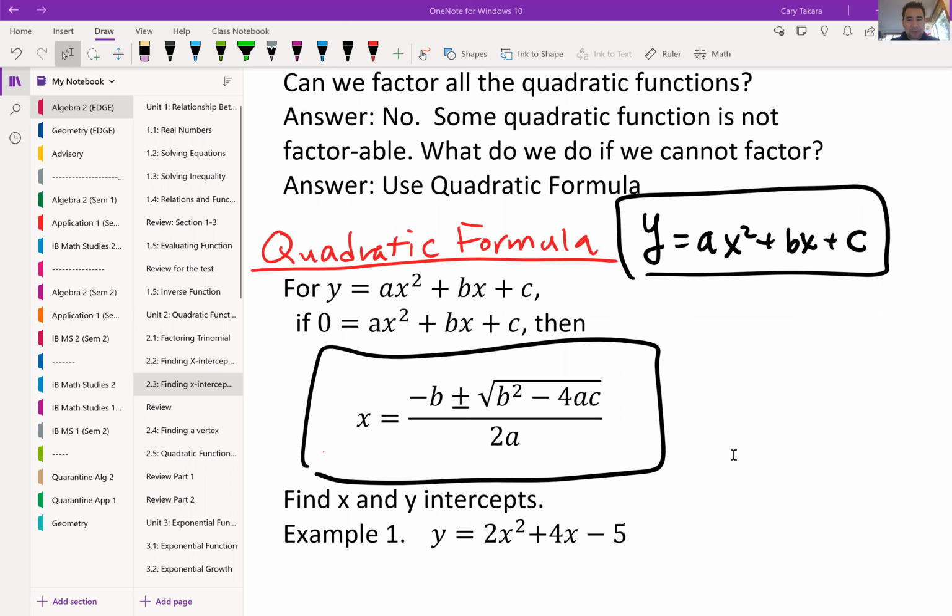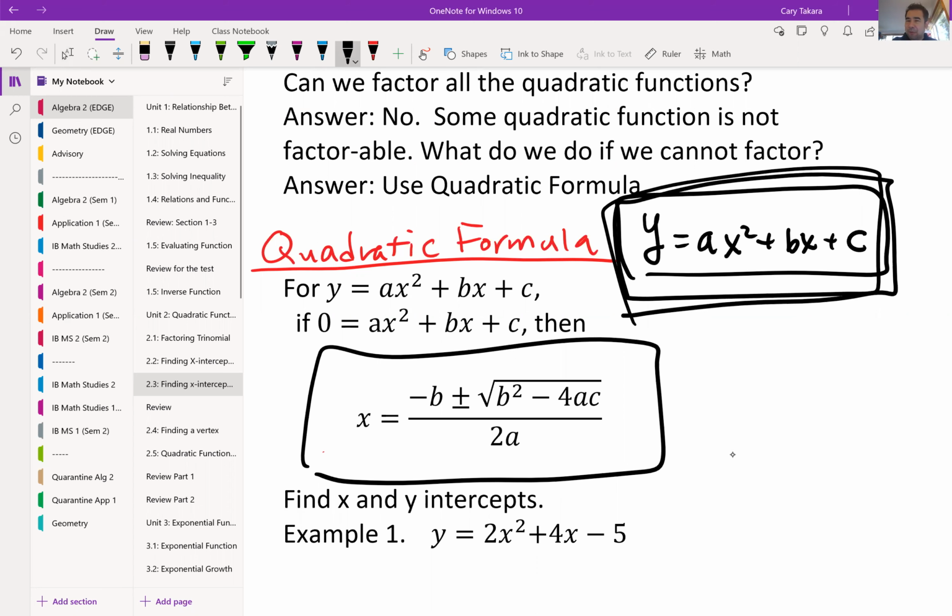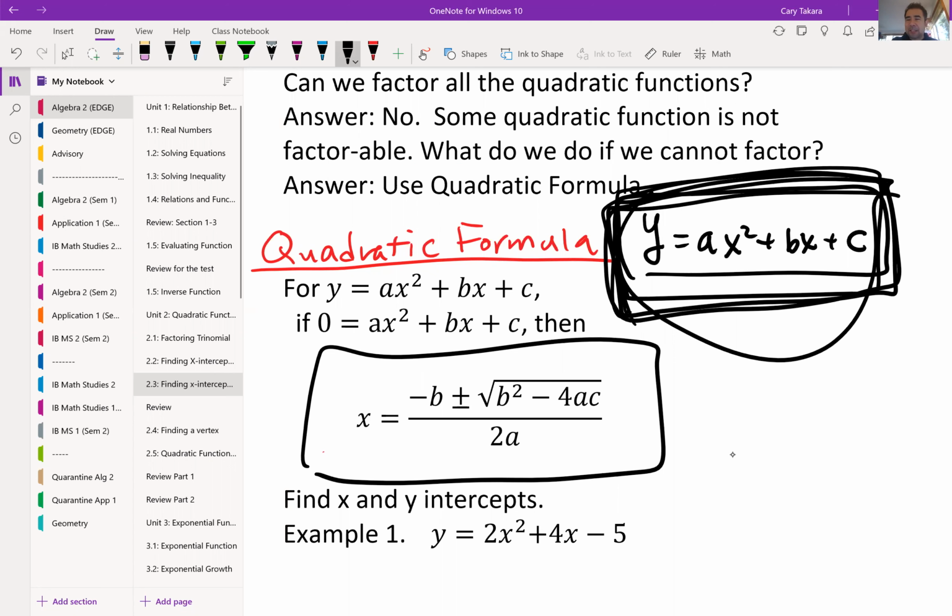Okay, so if it is in this form, there is another form that we will be talking about later on, but most of the time you will see quadratic function in this general form. It's called general form, in the form of y equals ax squared plus bx plus c. If it's in that form, you can apply quadratic formula, whether you can factor it or you cannot factor it. Okay.